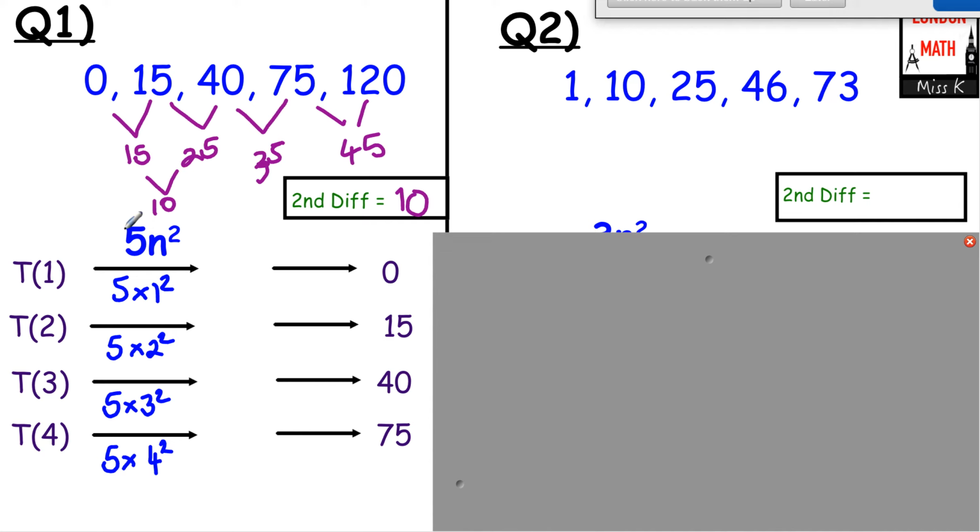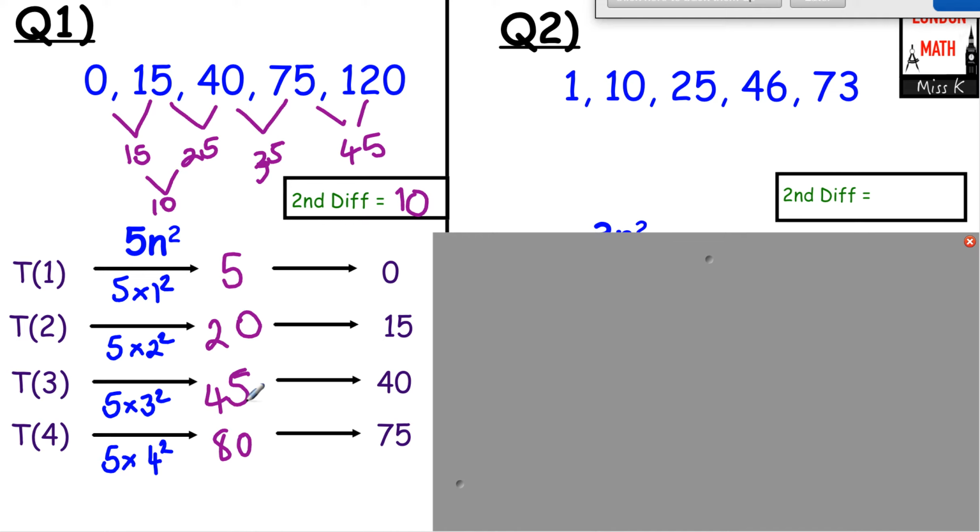So what that means is that you're going to half 10 to give you the number in front of the n squared, because we know it's a quadratic sequence, and then we're going to plug in the positions of the number into the formula so far. So we've got 1 squared, which is 1, times by 5, which is 5, 2 squared, which is 4, times by 5, which is 20. Then we've got 9 times by 5 over here, which is 45. And then we've got 5 times by 16, which is 80.